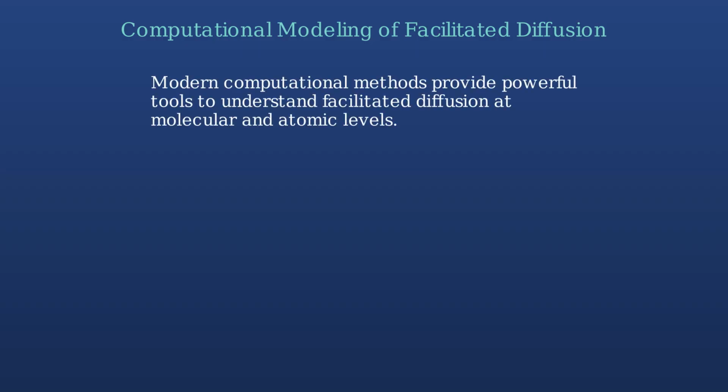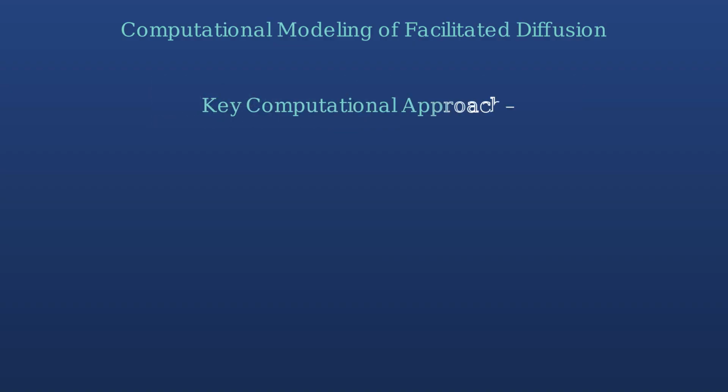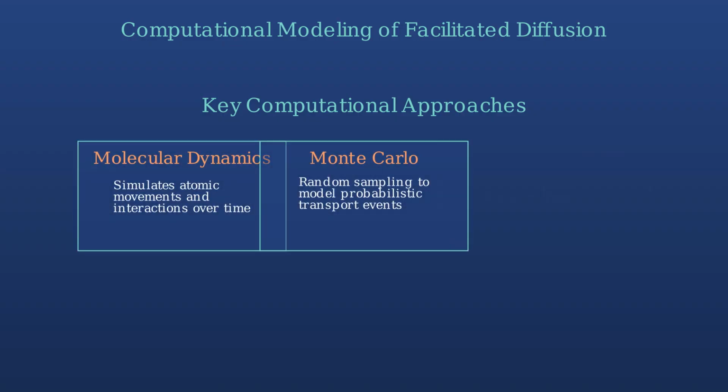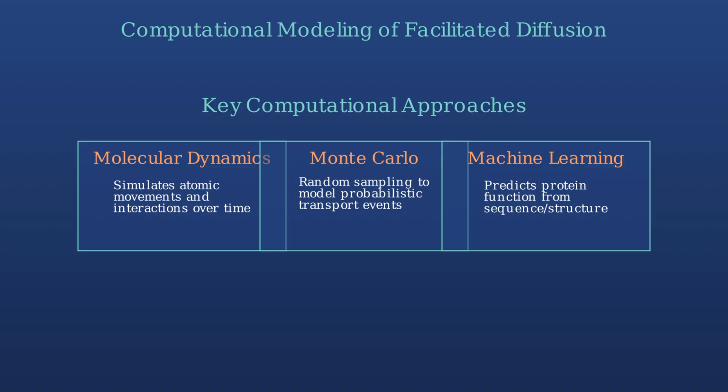Computational modeling has revolutionized our understanding of facilitated diffusion by allowing scientists to visualize and analyze transport processes at the atomic level. Scientists use several computational approaches to model facilitated diffusion. Molecular dynamics simulates atomic movements. Monte Carlo methods model probabilistic events, and machine learning predicts protein function from structural data.